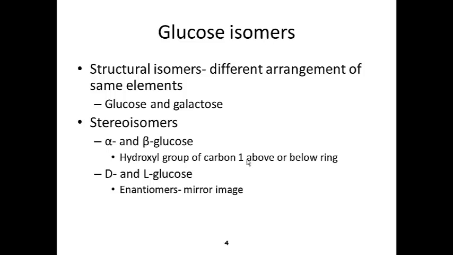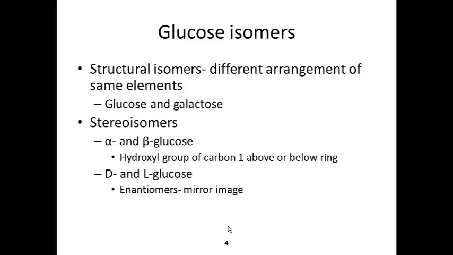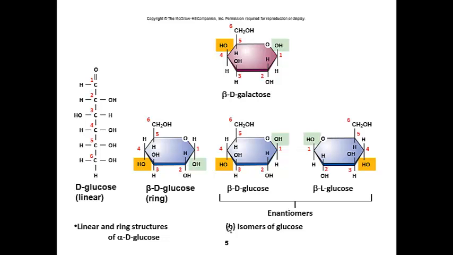We also have mirror images based on those asymmetric carbons. So this is a D form of glucose. We would also have an L form of glucose as well. Here you can see the mirror image. Here's your D and your L.